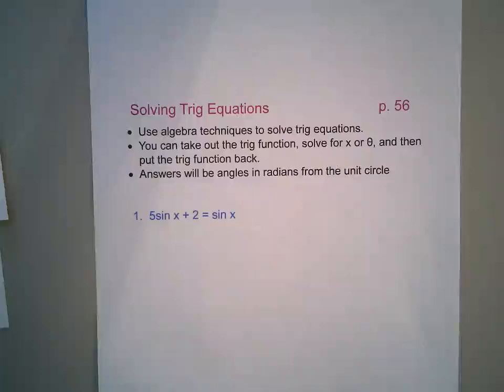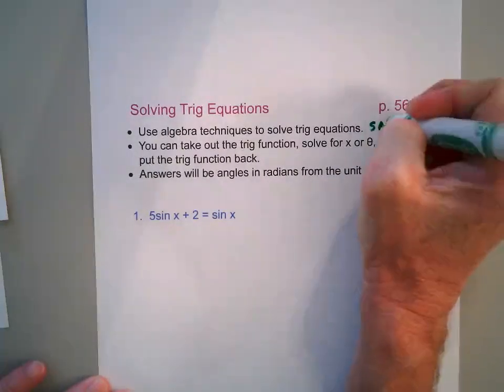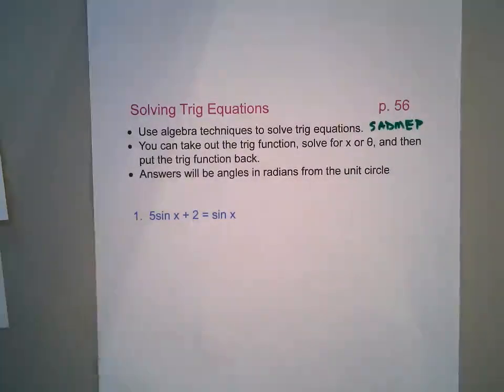So, solving trig equations. This is what you want to put in your notebook: these directions and then some of the examples that we're going to write down. We're going to use our basic algebra techniques to solve trig equations. You may hear me refer to a phrase called SADMAT: subtraction, addition first, division, multiplication second, exponents, then parentheses. So just basic algebra skills. We will need to do some factoring.